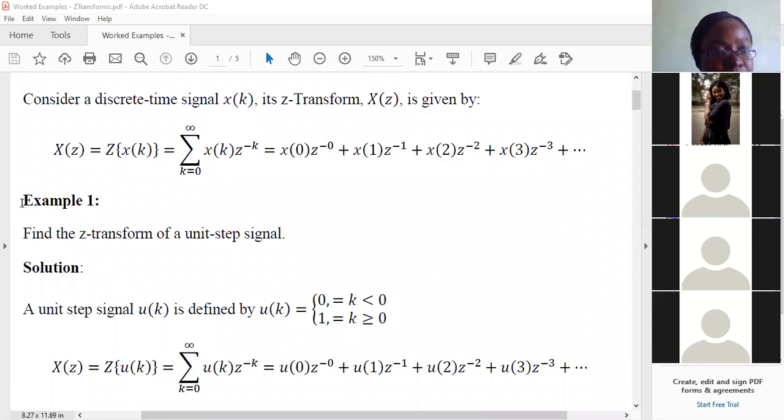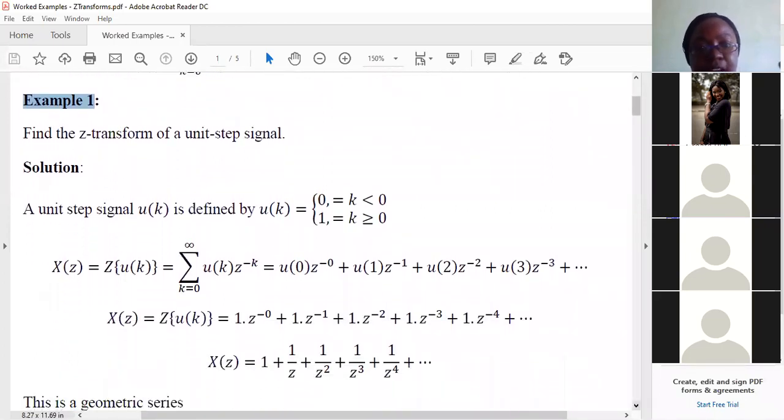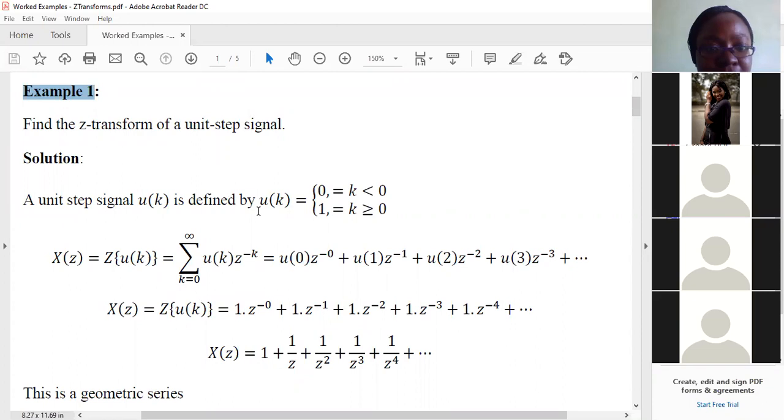So the first example is you should find the Z transform of a unit step signal. So what's a unit step signal? A unit step signal is simply a signal that for k less than 0 is 0, but for k greater than or equal to 0 is 1. So it's just like a constant signal. It's just 1, from k is equal to 0 to infinity. But for k less than 0, it is 0.